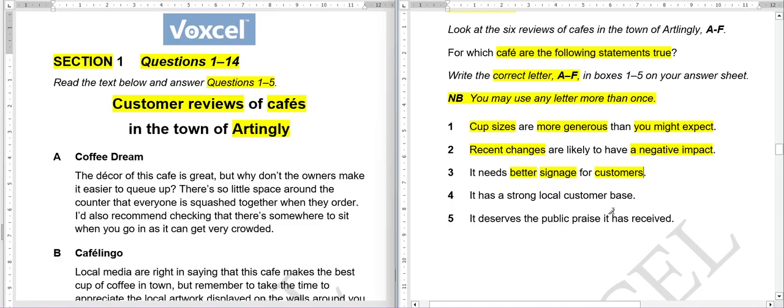So what does this mean, better signage? Better signage just means there should be boards with markings or better visibility of this particular cafe. There should be some symbols that are clearly visible, or the names should be clearly visible, something that gives information to customers. So there should be some kind of boards that give customers the information they require. Fourth, it has a strong local customer base.